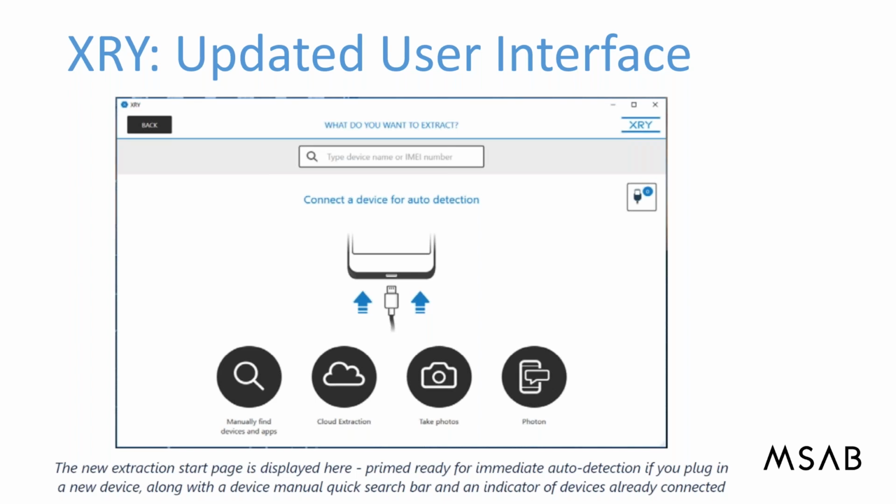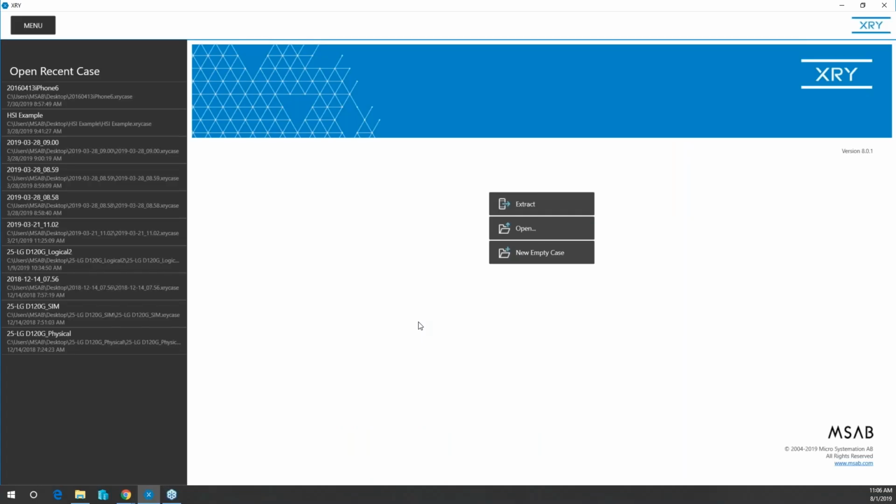There's a little screenshot here, but I'm actually going to toggle over to the program and walk everyone through this. On the home screen of XRY, you can see in the upper right, below the blue banner, I'm running version 8.0.1. That's important. Again, always remember that you're running the latest version.